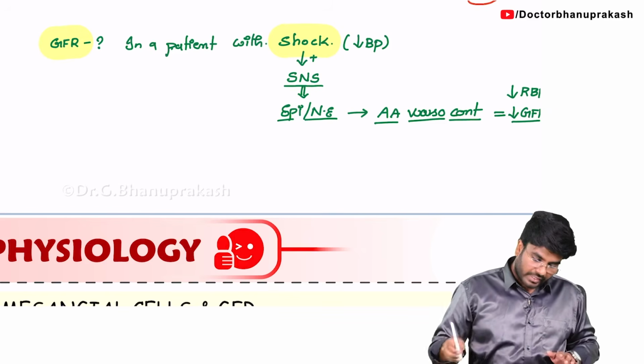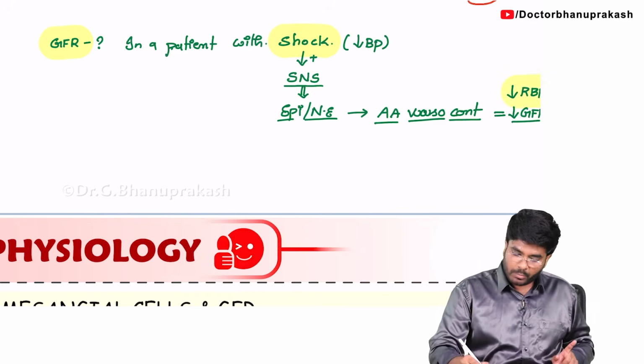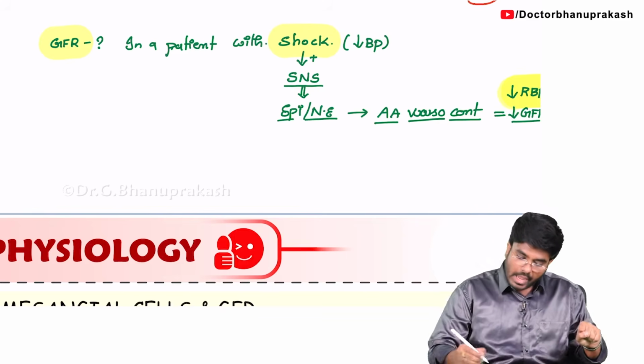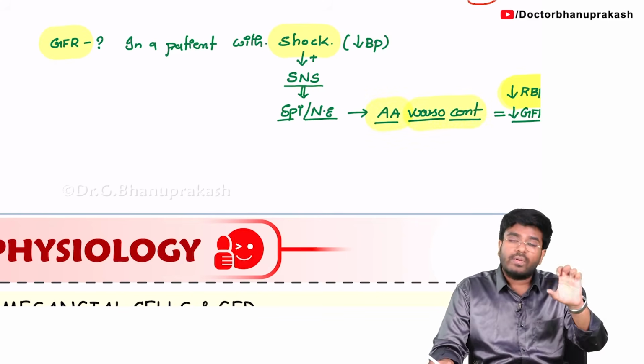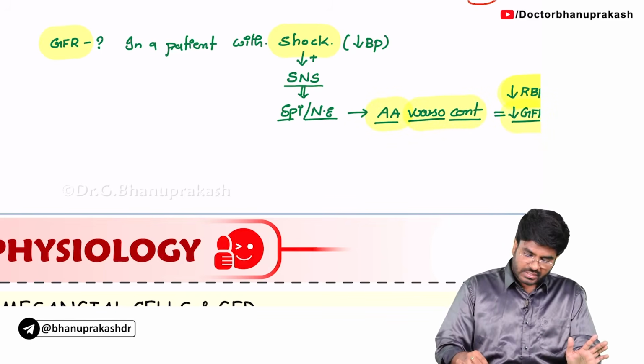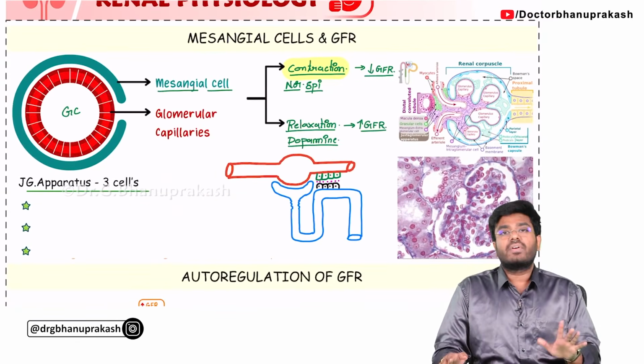So this is very important. In shock patients, there is decreased renal blood flow. First, the most important thing is the renal arteries will undergo constriction, so there is decreased renal blood flow, and afferent arterioles also undergo vasoconstriction, trying to decrease the GFR and decrease the urine output. Okay, so with this we have completed the topic of the changes in the GFR, how GFR can be changed.